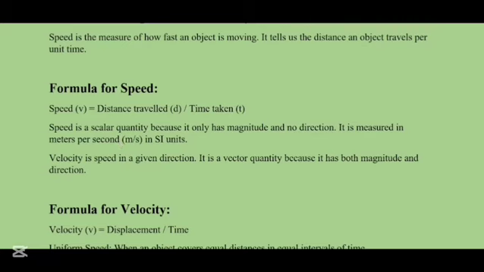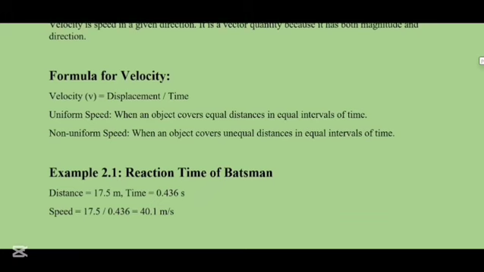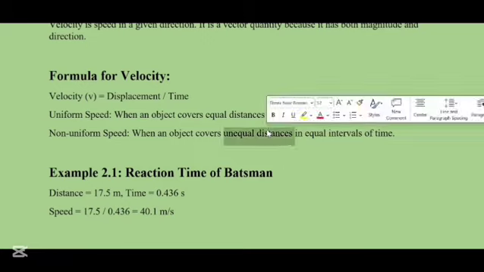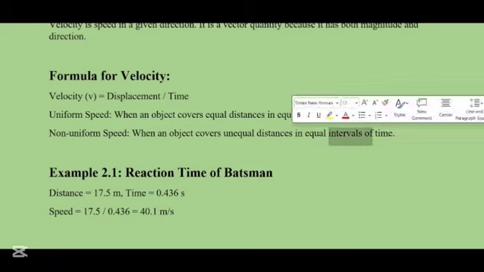Velocity is speed in a given direction. It is a vector quantity because it has both magnitude and direction, unlike speed. The formula for velocity is the same as speed, but there is a difference: instead of distance by time, it is displacement by time. Now we have two terms for speed: uniform speed and non-uniform speed. Uniform speed is when an object covers equal distances in equal intervals of time, and non-uniform speed is when an object covers unequal distances in equal intervals of time.